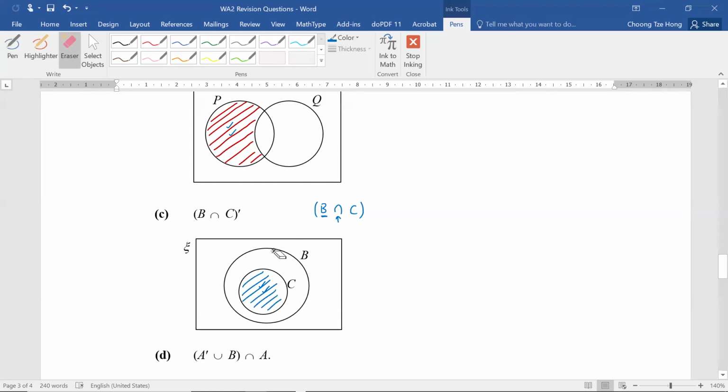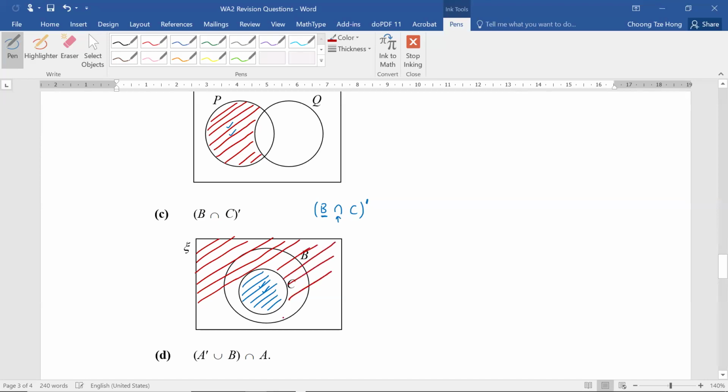Okay, but now the question is B intersects C complement. So what are we going to do? B intersects C is just the part that I've shaded so far. If I want the complement of it, I'll shade everything except the parts that I've already shaded in blue. So essentially the answer is going to be just like this. The complement is basically just to take the reverse of everything that is B intersects C.